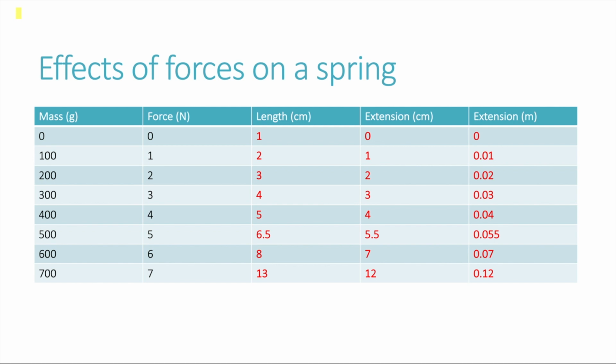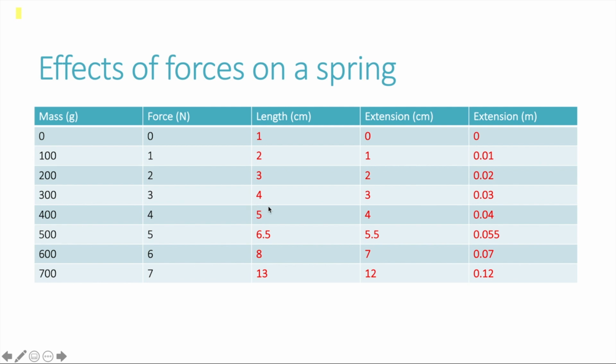Now in this case, I've given you some numbers to work with, and we're going to say that when we had no mass on, the original length of the spring was 1 centimeter. So that's our baseline. And after you've added 100 grams, the length increased to 2. And because of that, we calculate the extension being 1 centimeter because the difference between 2 and 1 is 1. So we're looking at this area here. Now, 200 grams, when we added that onto the spring, we found that the length was 3 centimeters. And so the extension now becomes 2 because the difference between 3 and 1 is 2.